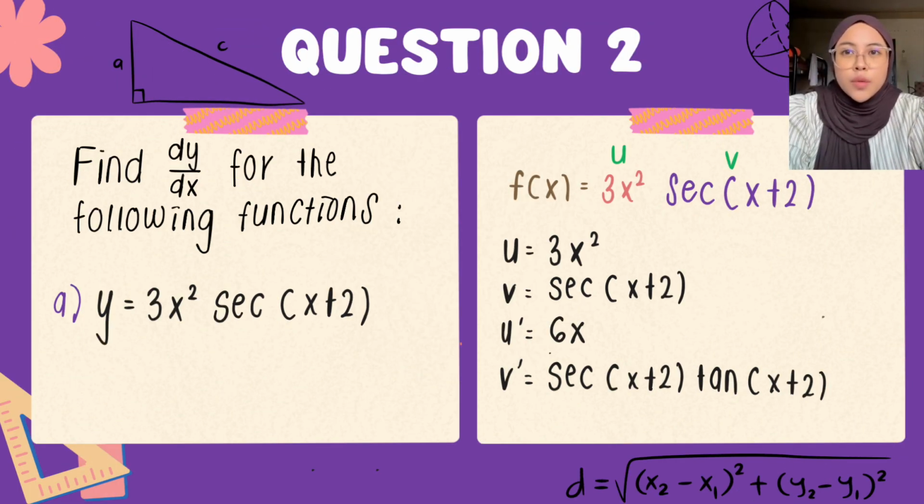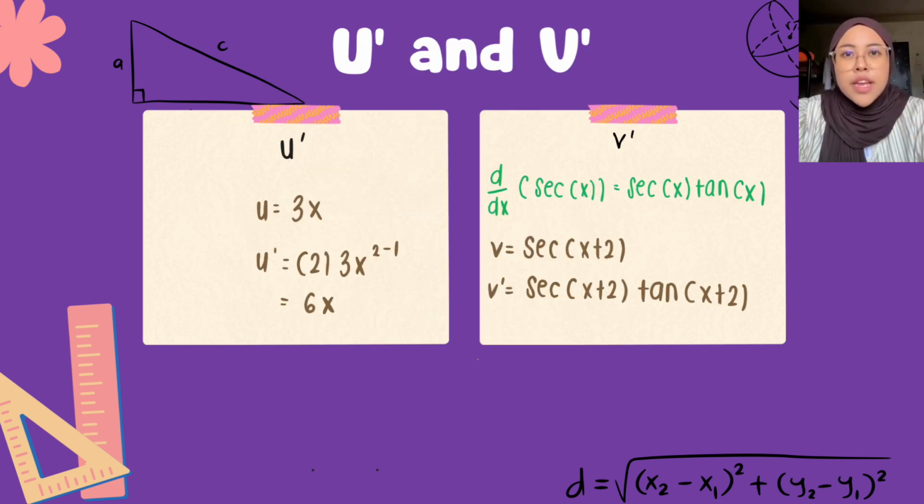We should find dy over dx for the following function, which is y equal to 3x squared secant (x plus 2). Firstly, let u equal 3x squared and v equal secant (x plus 2). Next, I differentiate u, which gives u prime equals 6x. After that, I differentiate v using the chain rule. The derivative of secant (x plus 2) is secant (x plus 2) tangent (x plus 2).